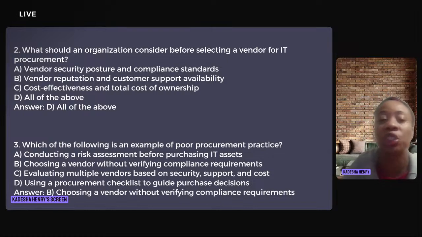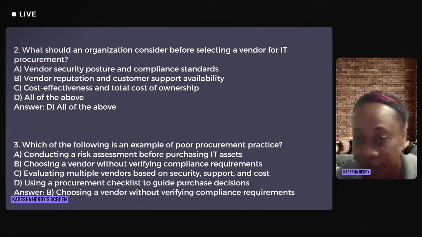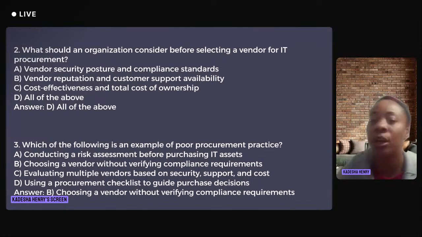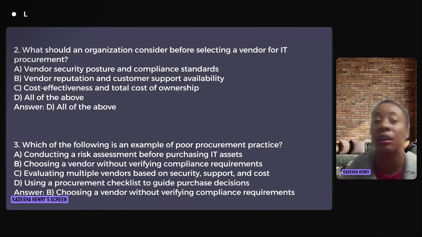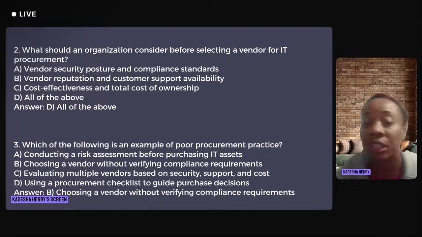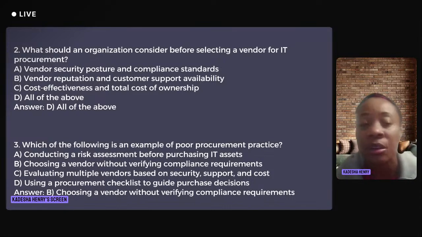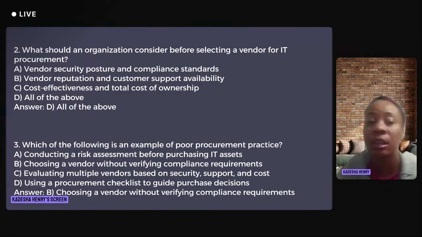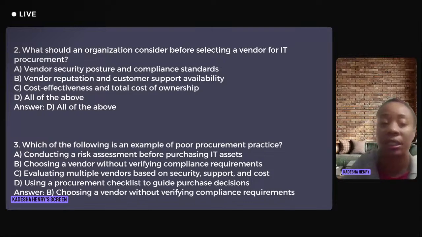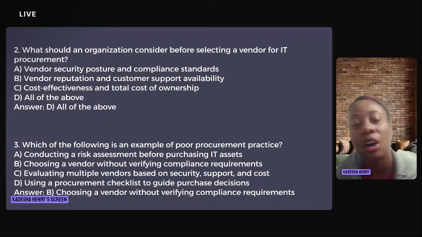Number two, what should an organization consider before selecting a vendor for IT procurement? Before you select the vendor, what are some of the things that you need to consider? Is it A, the vendor's security posture and compliance standard? B, the vendor's reputation and customer support availability? C, cost effectiveness and total cost of ownership? D, all of the above.